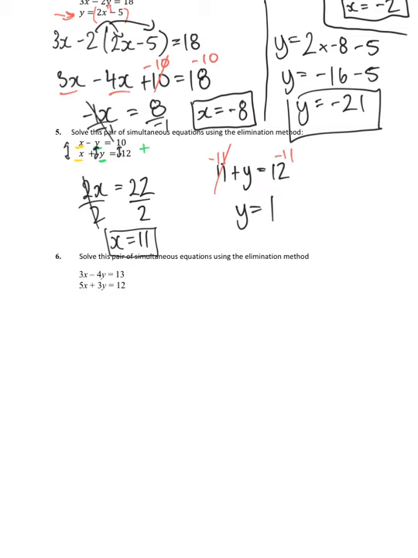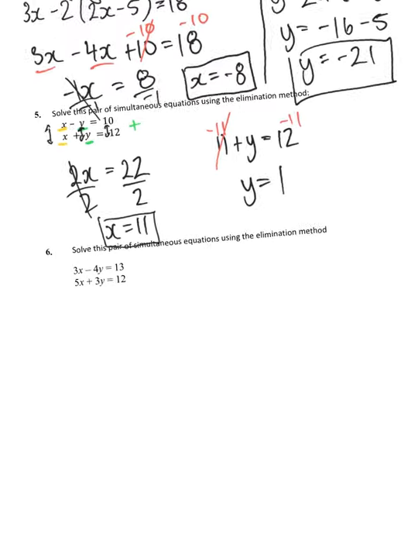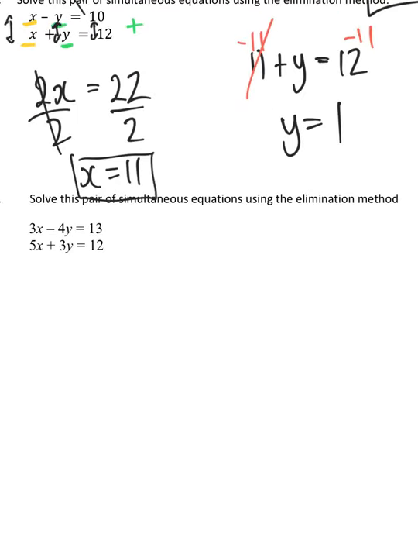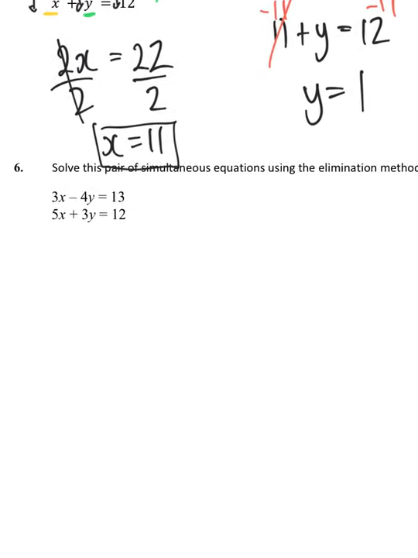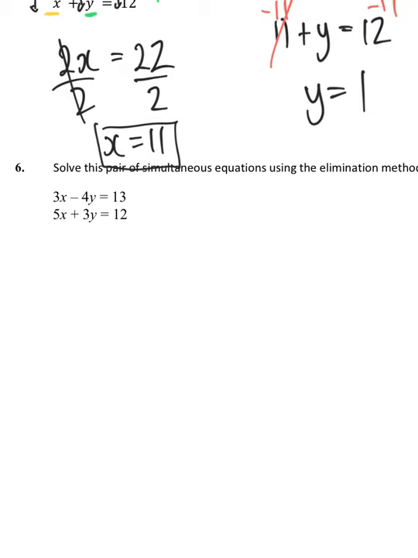Question 6, we've got simultaneous equations again. We want to use elimination. 3x minus 4y equals 13, 5x plus 3y equals 12. I might zoom in a little bit. This time, if we're looking at our coefficients for the x's and the y's, we can see that none of the pairs match up.